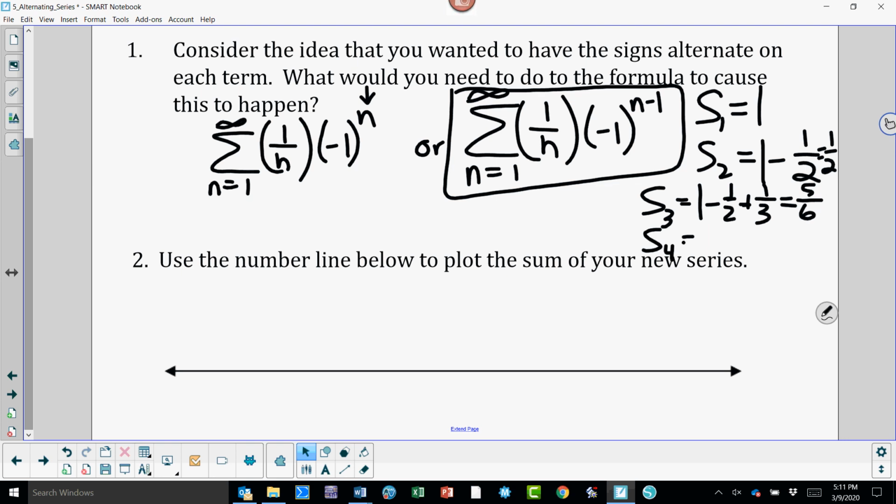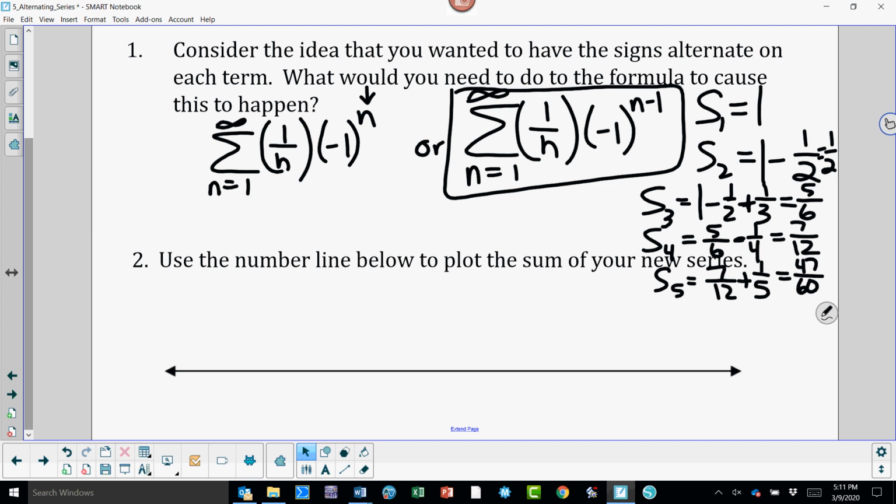If I do S4, I'll get the previous sum, which is 5/6. And then it was plus 1/3, so this will be minus 1/4. And so this sum is 7/12. And then we'll do one more. If I do the fifth one, it'll be the last sum, 7/12. And this last one was minus, so this will be plus 1/5, which is going to give me 47/60.